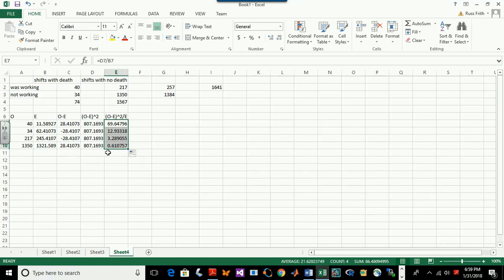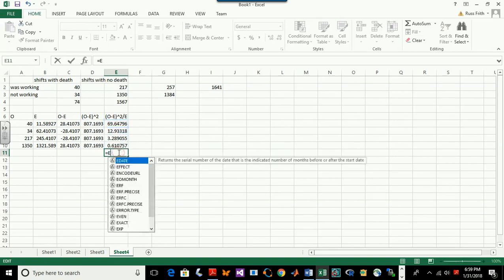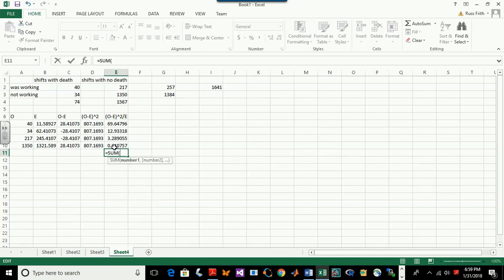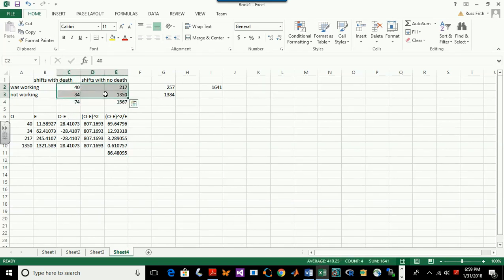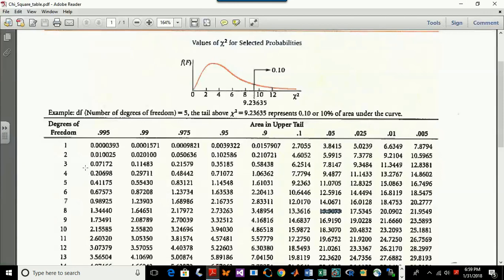All right, and then our test statistic would be the sum. Here is our chi-squared test statistic. Okay, so it's 86.41. So what are our degrees of freedom? It would be row minus 1 times column minus 1, so that's 1. So our degrees of freedom are 1, and alpha is 0.5. So the critical value is 3.84.